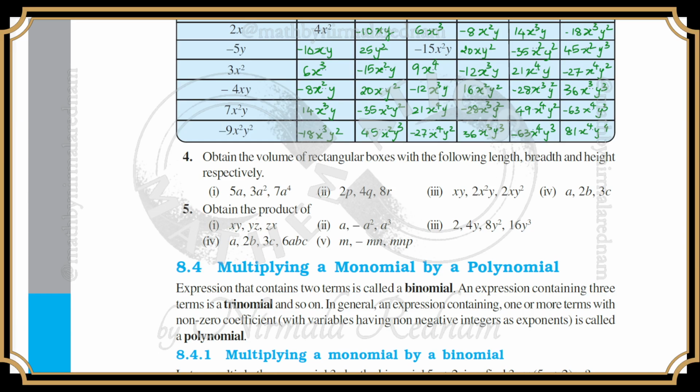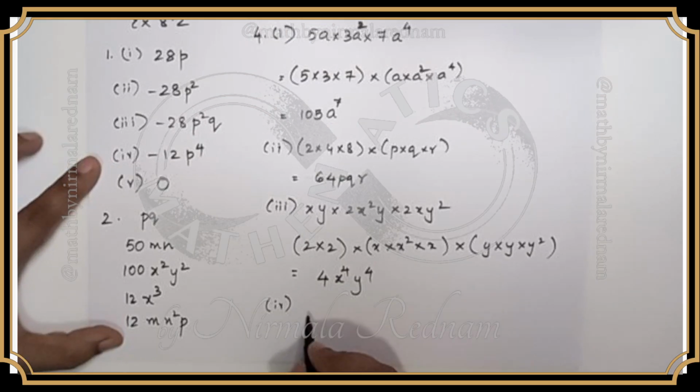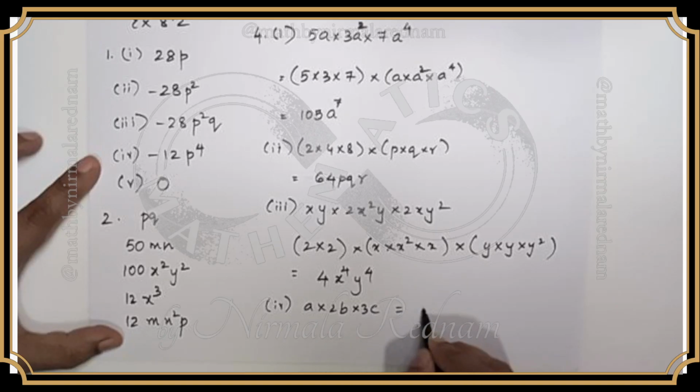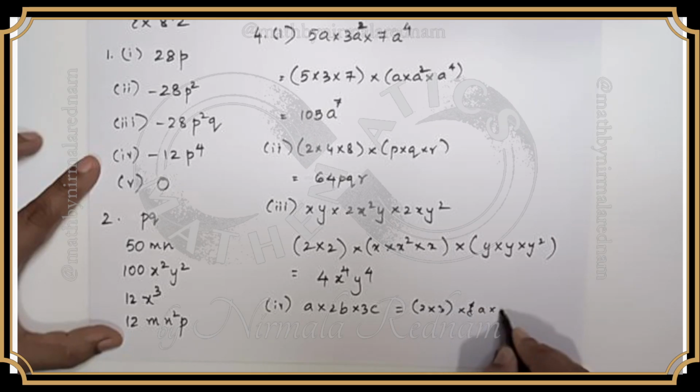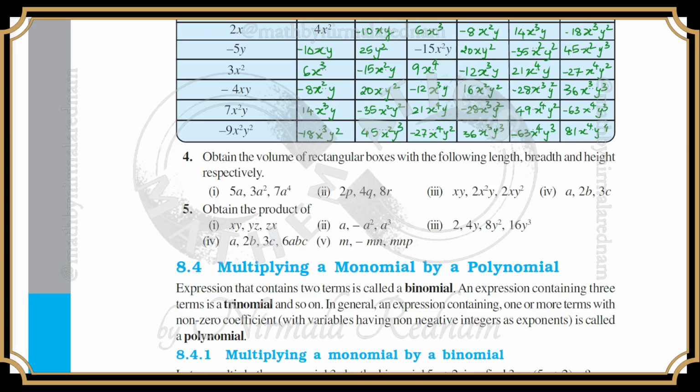Next I have a, 2b, 3c. So a, 2b, 3c. So it's nothing but 2 into 3 and then I have a into b into c, which is nothing but 6abc. So that is your answer for the fourth question.